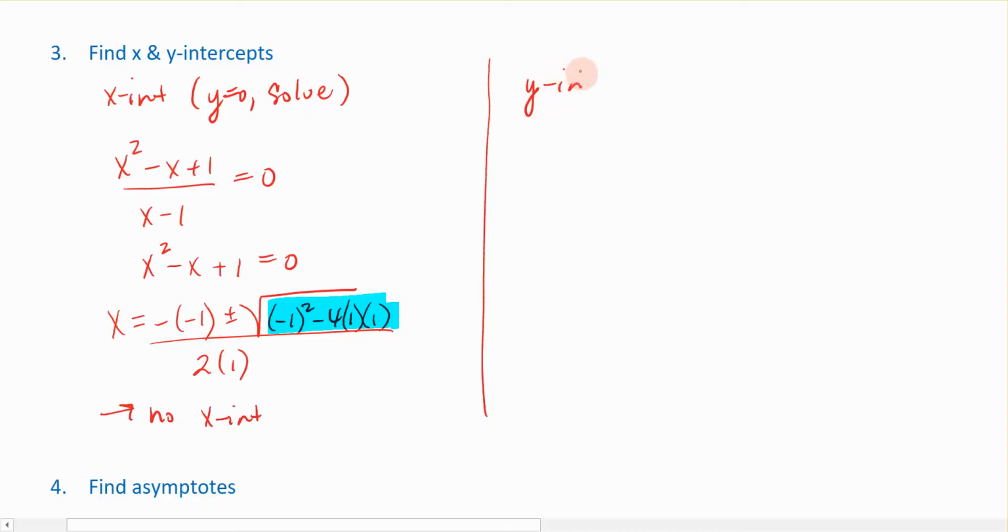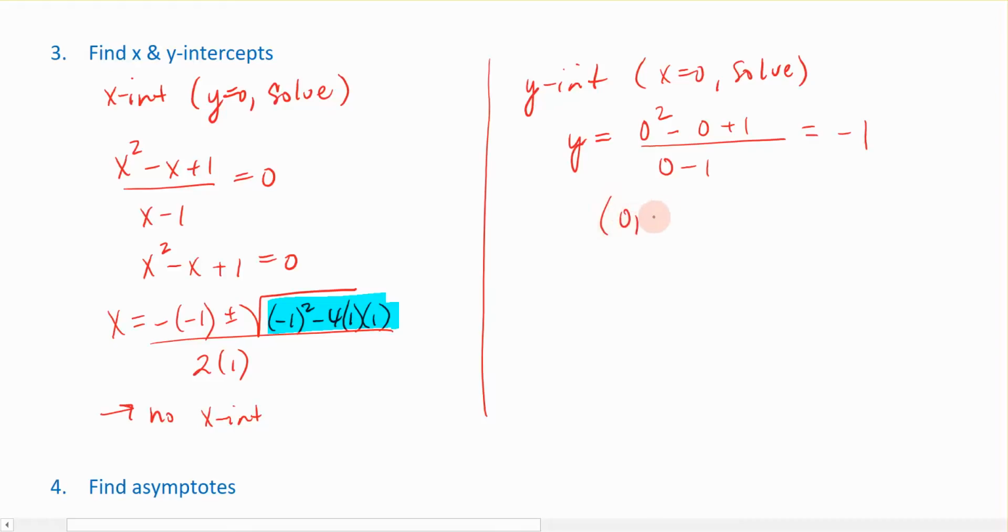Let's talk about the y-intercept. Again, the y-intercept is when we let x be equal to 0 and solve for y. So if this is my function, then we have 0 squared minus 0 plus 1 divided by 0 minus 1. So this is a 1 divided by a -1, which would be -1. So when x is 0, we have a y-intercept at -1. That's what we know so far.